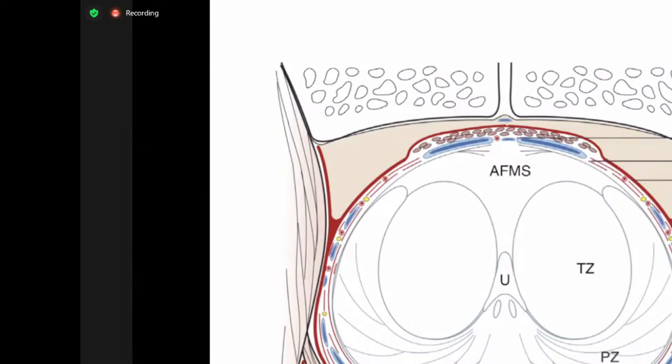I think the key is really to understand the anatomy as shown here. As you can see, this is a cross-sectional anatomy of the prostate gland.